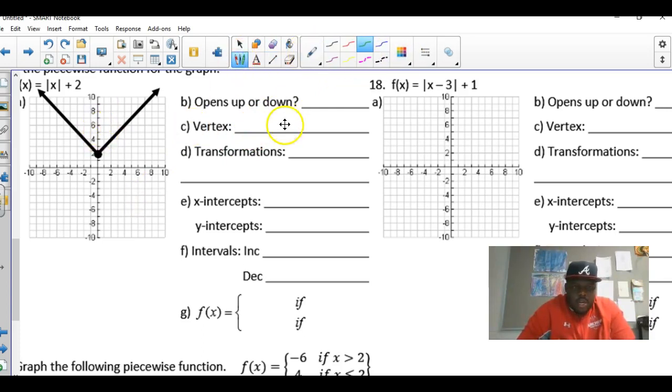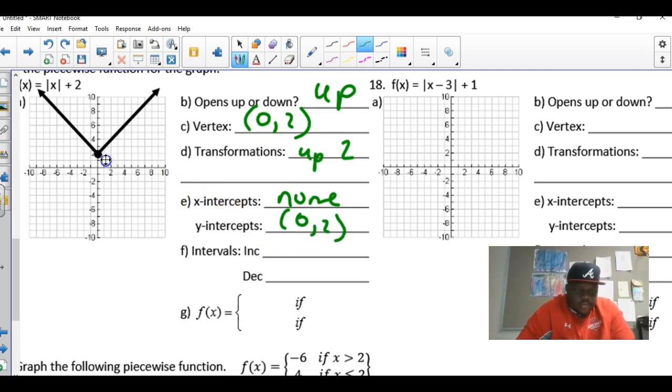It clearly opens up. The vertex is right here, 0, 2. The transformation, guys, it went up 2. The x-intercept, guys, this doesn't touch the x-axis anywhere, so there is none. The y-intercept, here it is sitting on the y-axis. The vertex is on the y-axis, so the vertex is also the y-intercept.